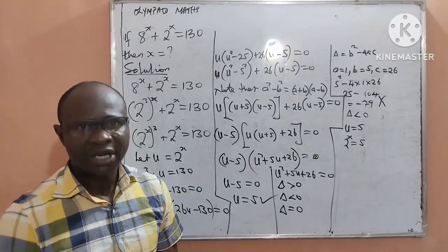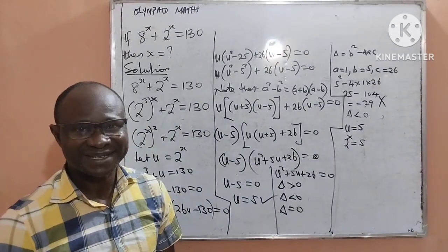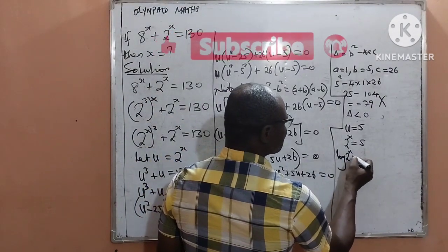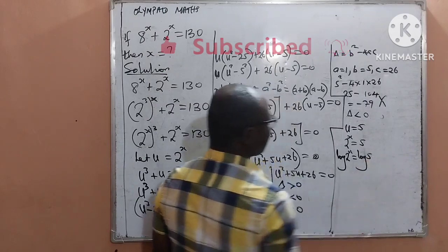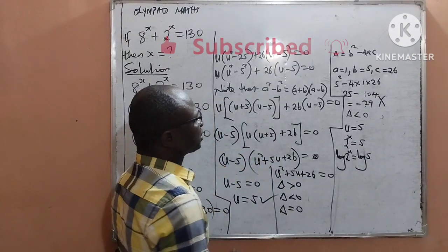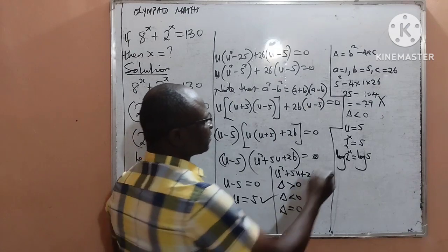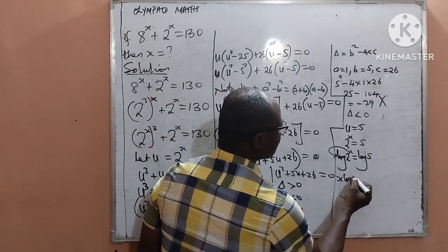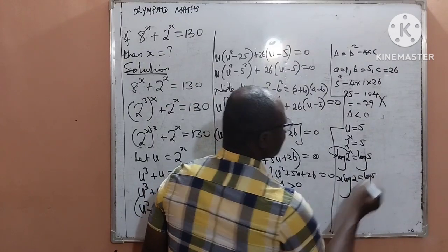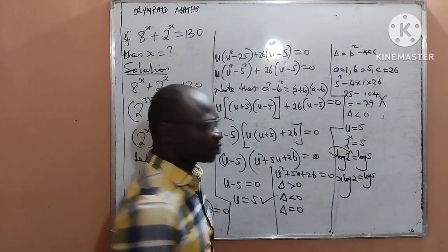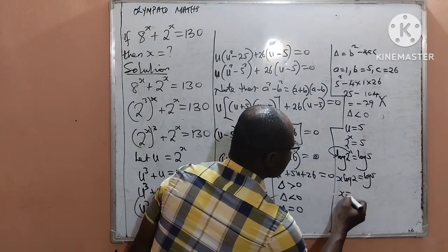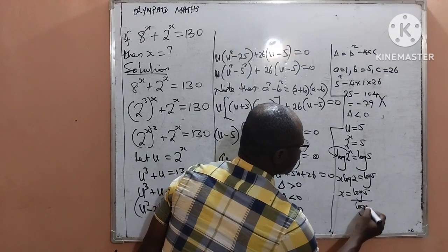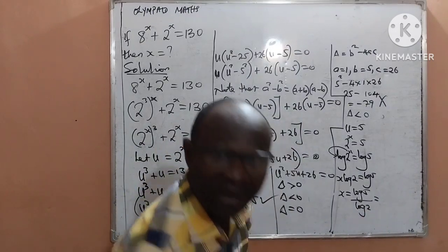Now, let us apply logarithms to both sides of the equation. Math is life. So log 2 raised to the power x is equal to log 5. Applying the exponential law of logarithms, this x will come to the front to give me x log 2 is equal to log 5. Therefore, dividing both sides by log 2, it is now going to give me x equal to log 5 all over log 2. But then, we can apply a calculator here.